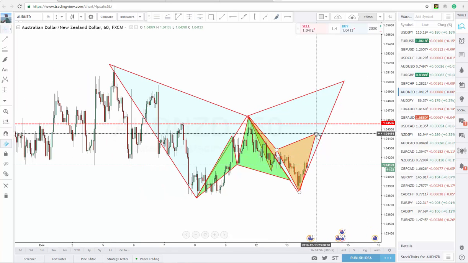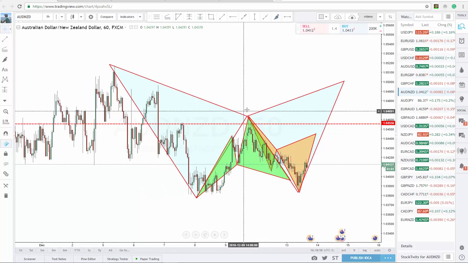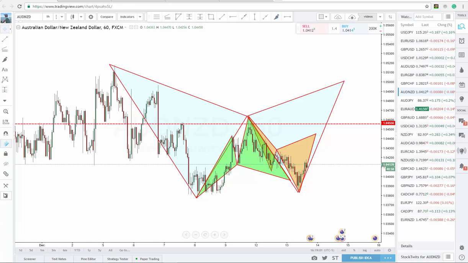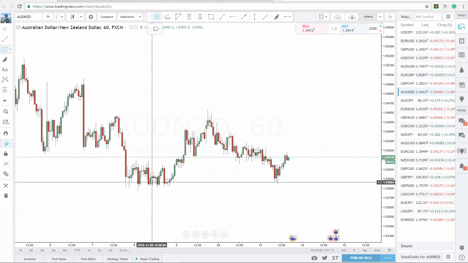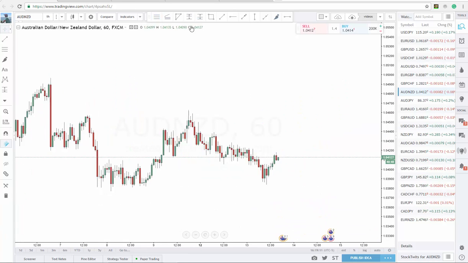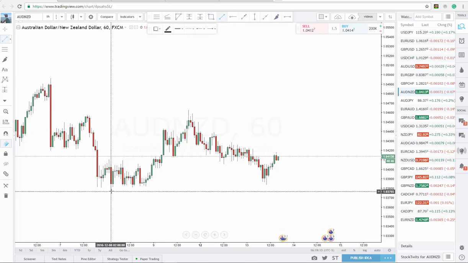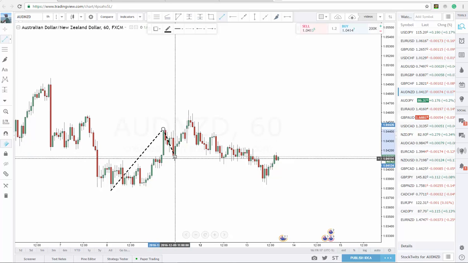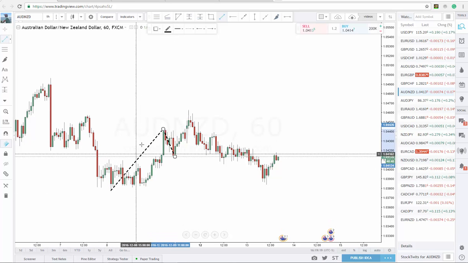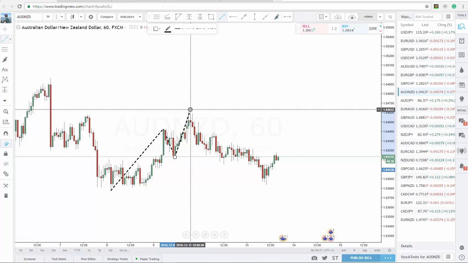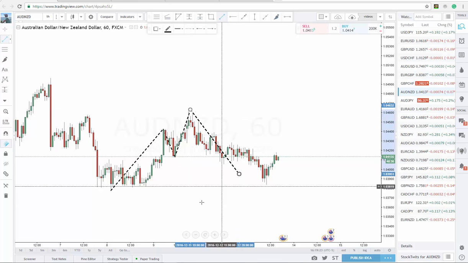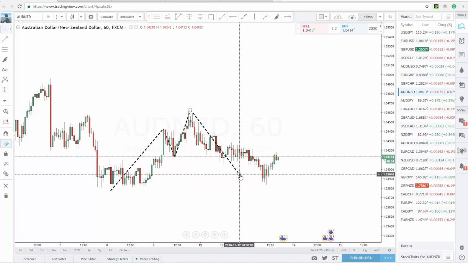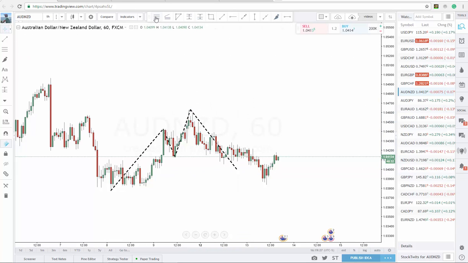And just above that Cypher pattern in orange, we have a bat pattern. If I delete all of these drawings and draw these patterns out with you guys, our impulsive move on our first Cypher pattern is going to be from X to A down to B. Then our extension from X to A is going to give me C. And finally, our D point completion is going to be at that 786.